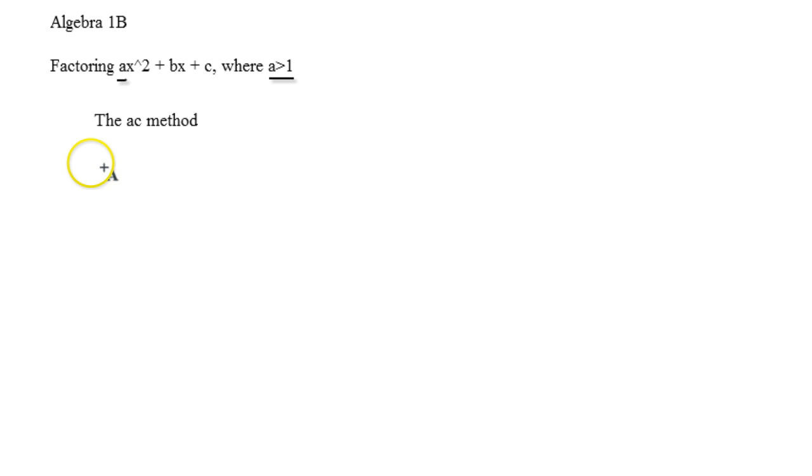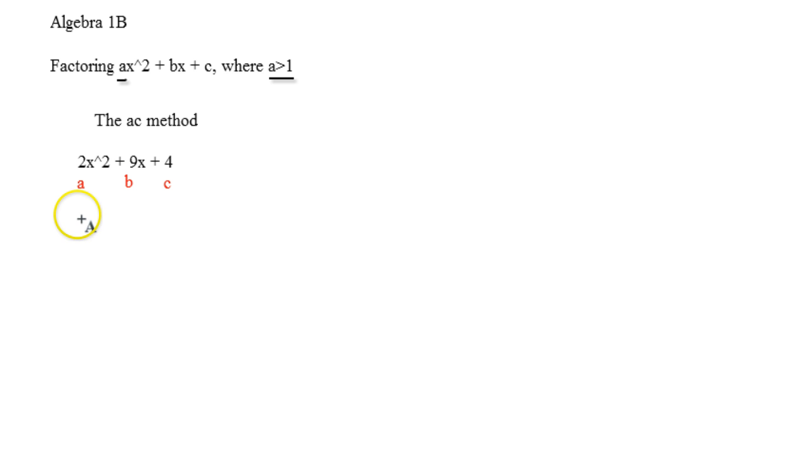Alright, so here's the actual method. So we start out with our trinomial. Let's say we're given 2x squared plus 9x plus 4. Okay, and we have to factor this. So what we're going to do is first, we're going to start by identifying what A, B, and C are. Okay, so this one right here is going to be A, this is going to be B, and this is going to be C.